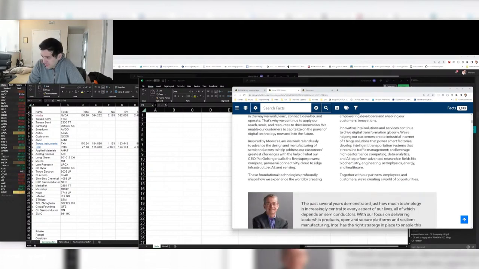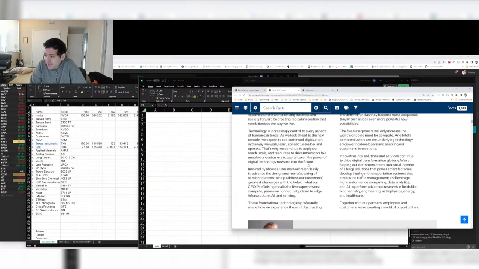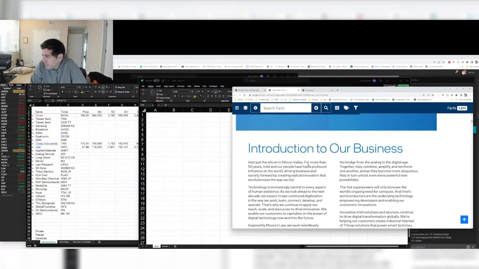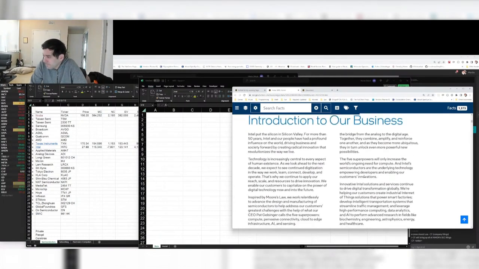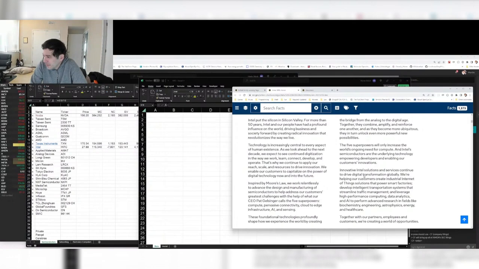Five superpowers: compute, pervasive connectivity. Okay, I understand the first one. Pervasive connectivity sounds like the internet. Cloud to edge infrastructure, I guess. Cloud to edge infrastructure. I guess I understand what they're saying there. AI and sensing. Okay. Five superpowers.